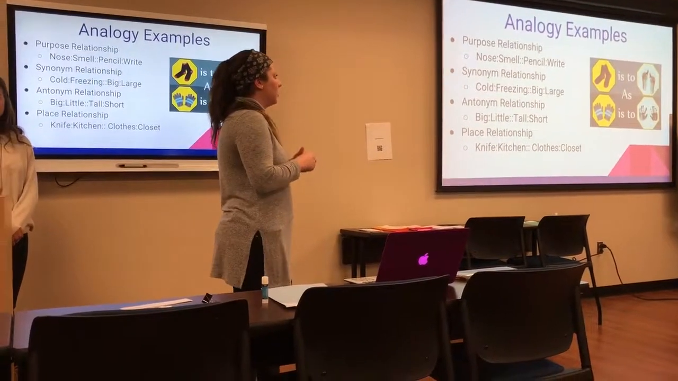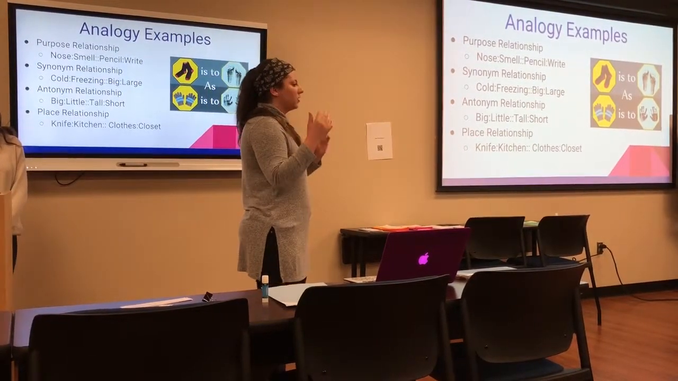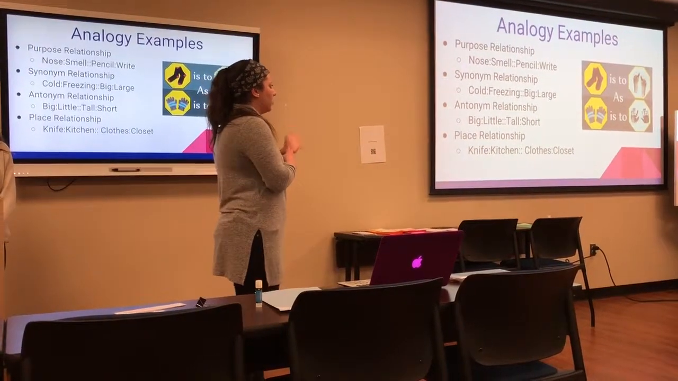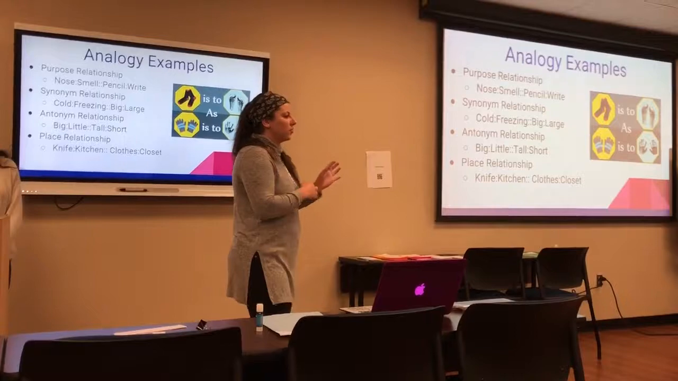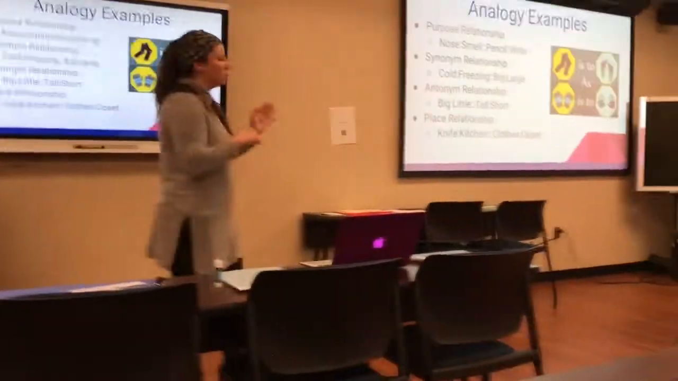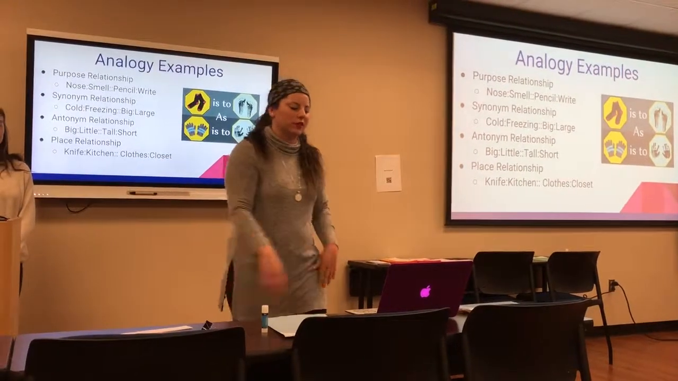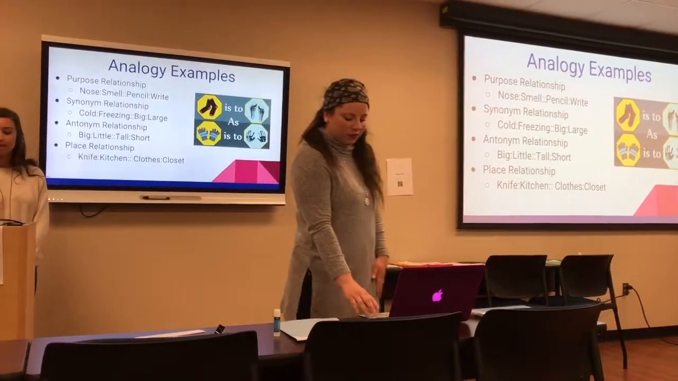The first 2 words will be either a synonym or an antonym, and the second 2 words will also be that. And then finally, a place relationship. For example, knife, it goes in the kitchen, so that's the place of the knife, just like clothes belong in the closet. So those are 4 different examples, and we're going to be using those in a minute, so make sure to look at those.